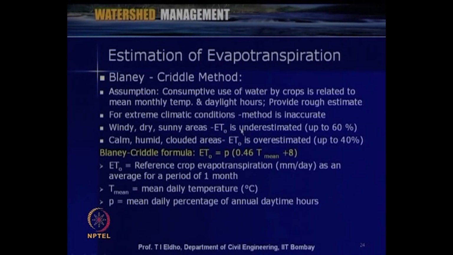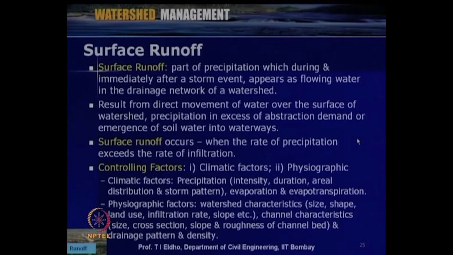Here the reference crop evapotranspiration is obtained by P into (0.46 T mean plus 8), where P is the mean daily percentage of annual daytime hours for the particular location, and T mean is the mean daily temperature. So this equation we can utilize depending upon the area. This P can be identified, and once the temperature is known, we can identify how much the evapotranspiration is for the given location.